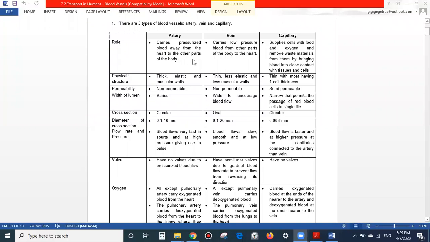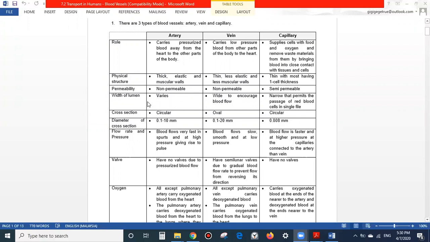Permeability. Artery is non-permeable. Vein is also non-permeable. Capillaries is semi-permeable. Why does it need to be semi-permeable? Because you want to allow nutrients, gases, and also the waste to move through. So that's why it's semi-permeable.